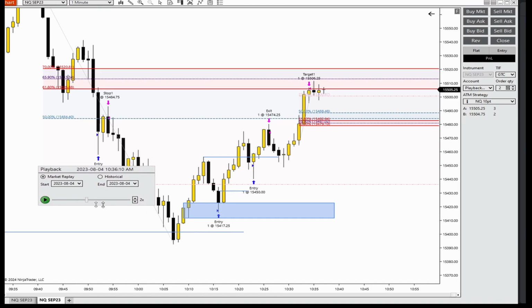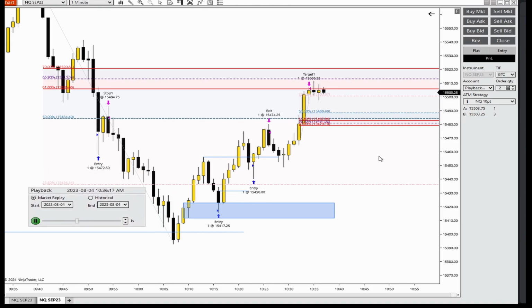I'll wait until... Ideally, we want this low. If this low doesn't get taken, then that's actually even... Well, I don't know. That's a little tricky, actually. I would want this low to be taken, and then we've got an imbalance that's already been cleared.